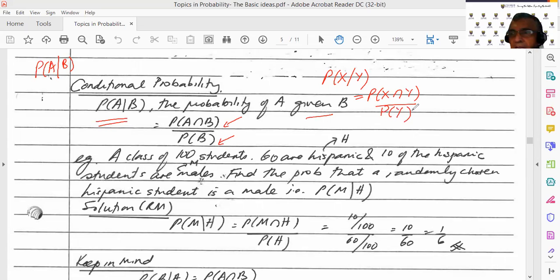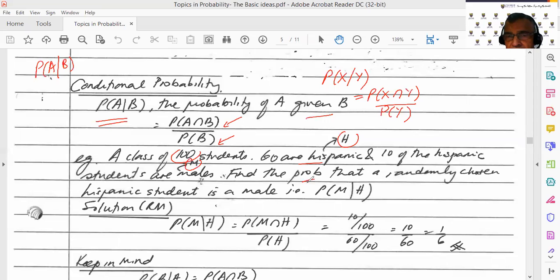Let's look at an example that will help us along with this idea. A class of 100 students. We've got 100 students. 60 are Hispanic, so I'm calling Hispanic H. And 10 of the Hispanic students are males, so I'm calling males M. Again, 60 are Hispanic and 10 of the Hispanic students are males.